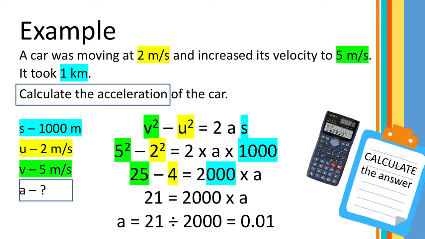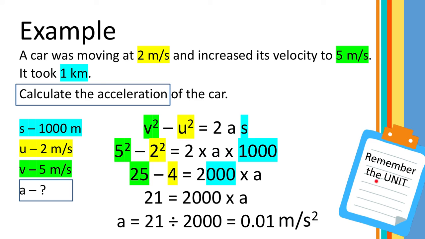Now we need to rearrange. We need to divide this side to get a by itself, so divide both sides by 2,000. That's then 21 divided by 2,000, and that's going to equal a. Then we can further simplify that in a calculator. Acceleration equals 0.01. And then the final bit that's often forgotten, we need to remember the unit. We know that acceleration, its unit, is of course meters per second squared.